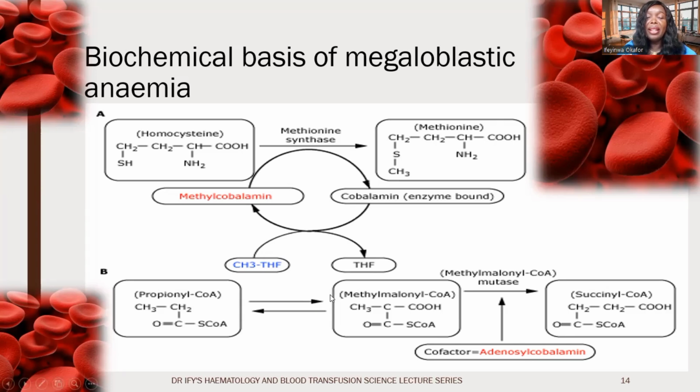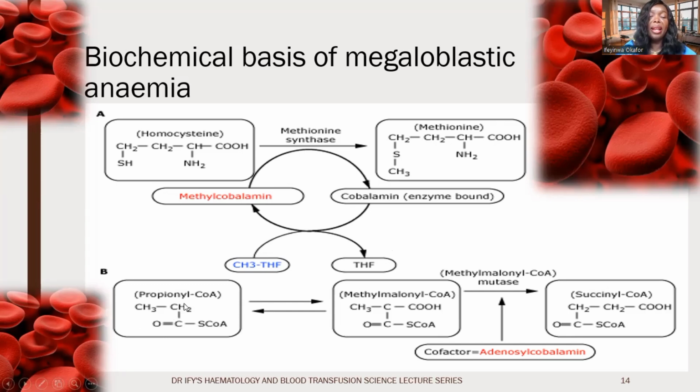So when B12 is not available, there is accumulation of 5-methyl tetrahydrofolate, which we call the methyl trap, which in extension will lead to absence of tetrahydrofolate for the production of precursors of DNA, and in extension, megaloblastic anemia.